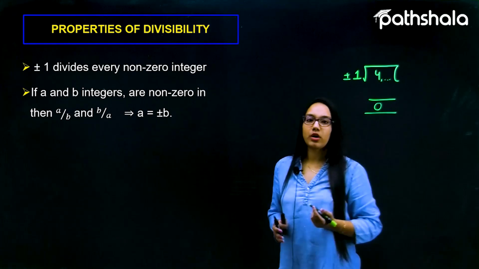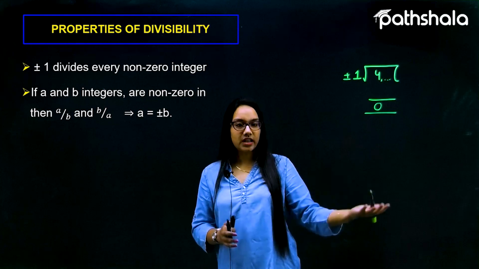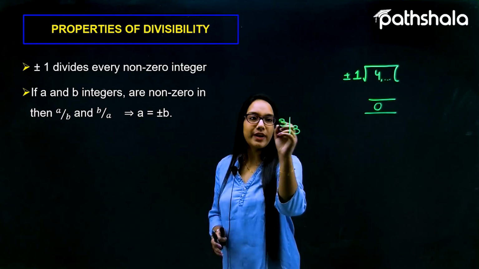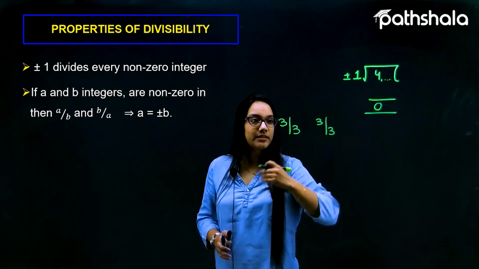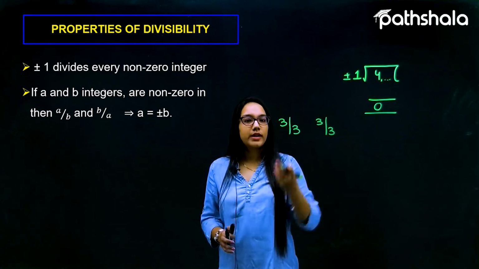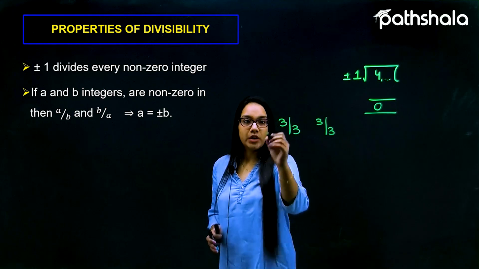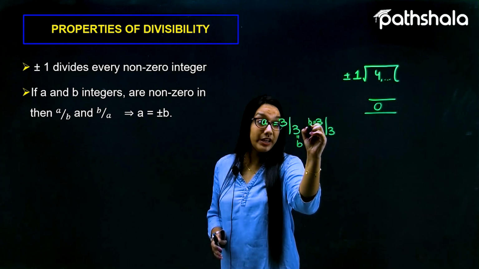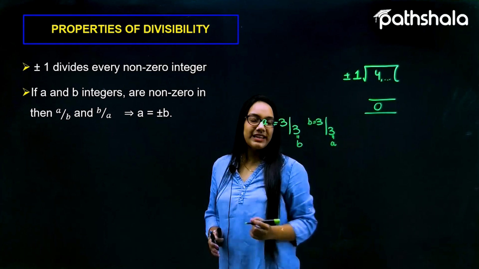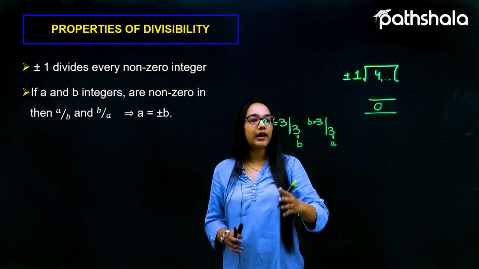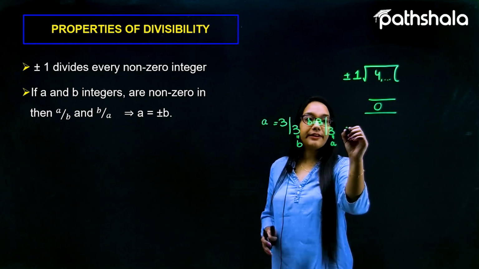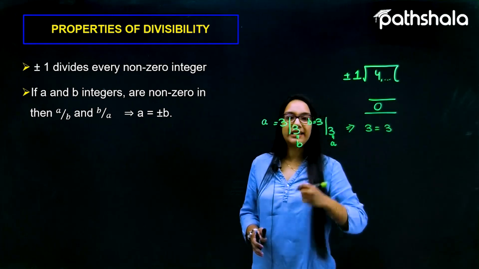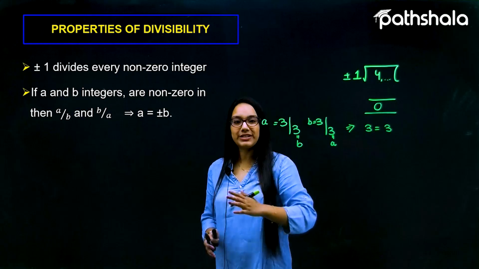Let us suppose I'm talking about an example of 3 divides 3. Obviously the number 3 divides 3 itself. It doesn't matter what the value of A is or what the value of B is, because both of them are equal to each other. Let us suppose I'm taking it as A and B, and then as B and A. When A divides B and B divides A, it definitely means that 3 should be equal to 3, or 3 should be equal to plus minus 3, because the numbers can be of opposite signs as well.